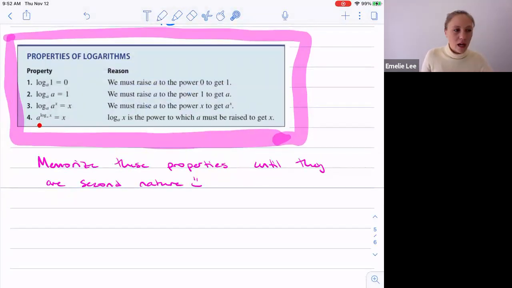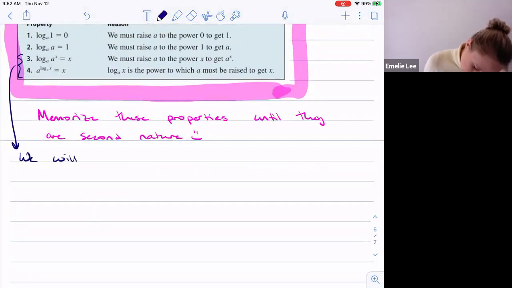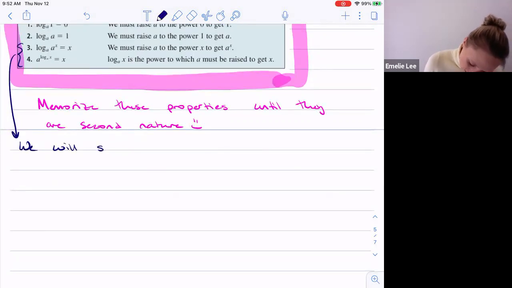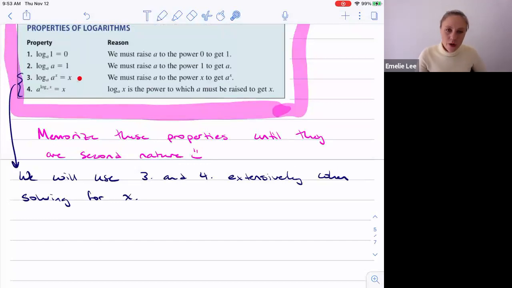Same thing here. If you've got an x inside the log, log base a of x, then you take the base and raise it up. We will use points 3 and 4 extensively when solving for x. Doesn't look like it, right? But each of them drops out an x.